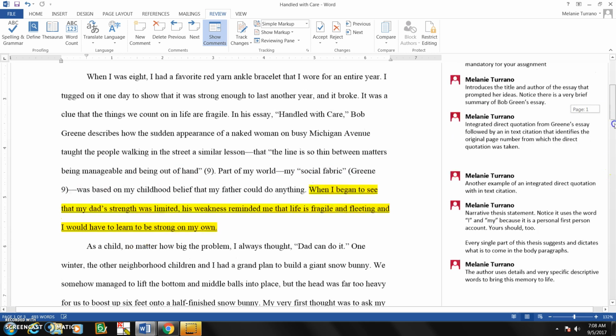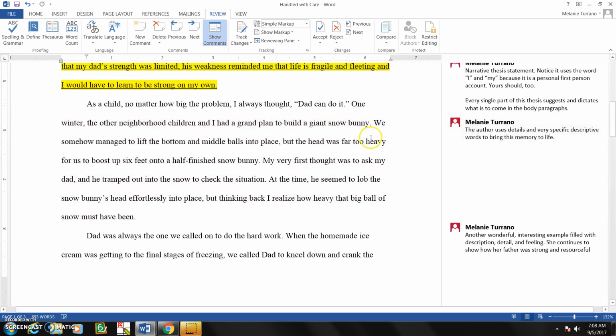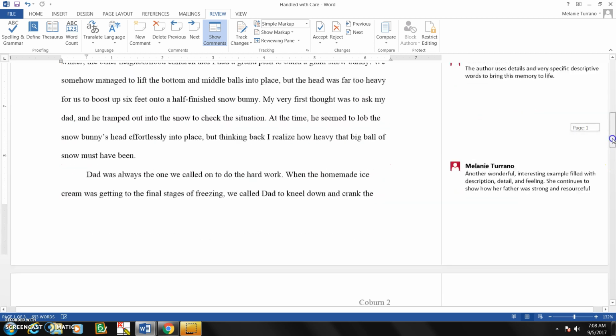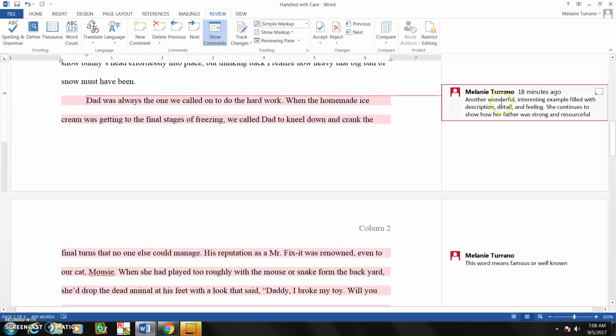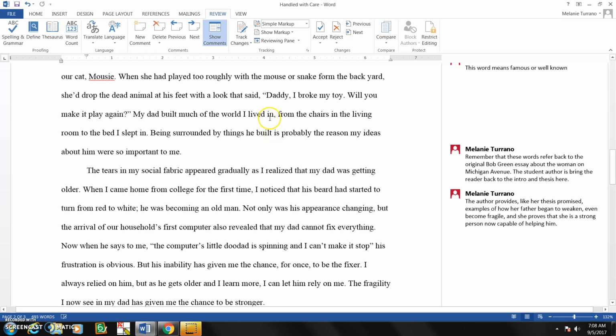In her first and second paragraphs of her essay, she uses great detail. She talks about building a snow bunny and how strong her father was, and he would lob up, I love that word, lob, up the giant snowballs to make that bunny. In the second paragraph, she talks about how hard it was to make homemade ice cream, the last couple cranks of the frozen ice cream, and he would come and do this with his great strength, or he would make things, he would fix things. Even her cat, she says, seems to know that he fixes everything, and he's built many things. So lots of specific examples.